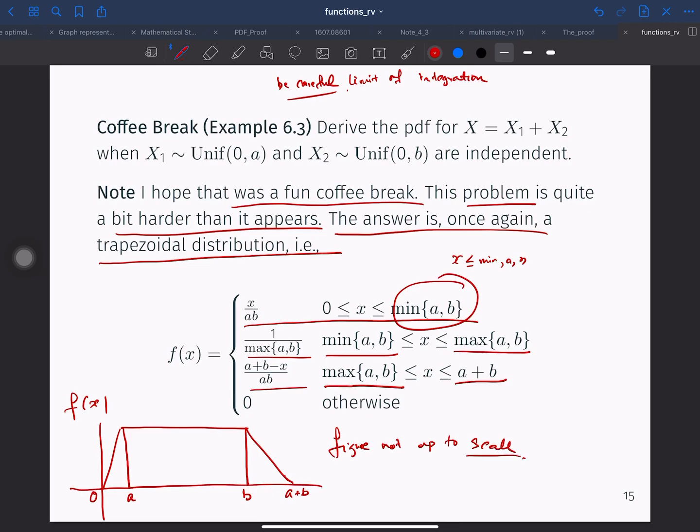So if you split it out into those several cases, you will see that it is clearly a trapezoidal distribution. But once again, like I said, if you have seen this problem before, you're going to know how to do it. If you have not seen it before, well, it will be a little bit tedious.